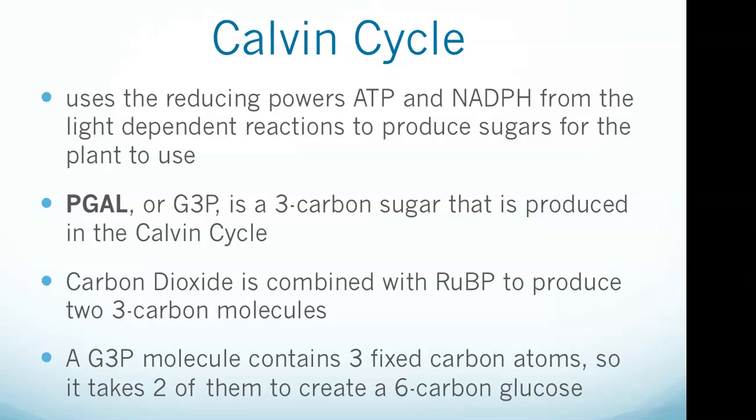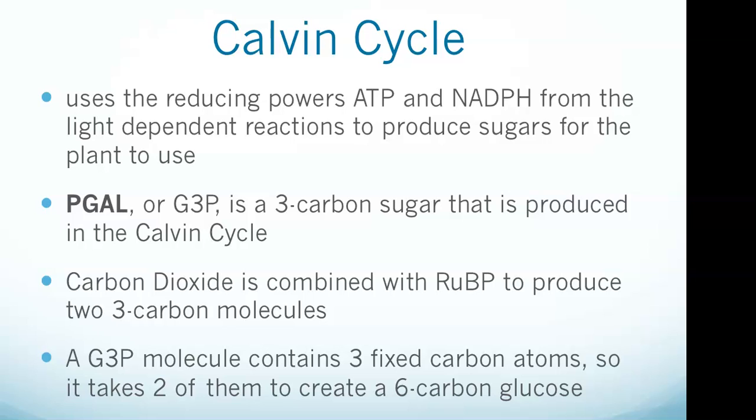This is essential because the CO2 has to be able to combine with something in order for the Calvin cycle to function. A G3P molecule contains 3 fixed carbon atoms, so it takes 2 of them to create a 6-carbon glucose. It would then take 6 turns of the Calvin cycle, which is 18 ATP, to produce 1 molecule of glucose. The NADPH generated is used to reduce atmospheric CO2.